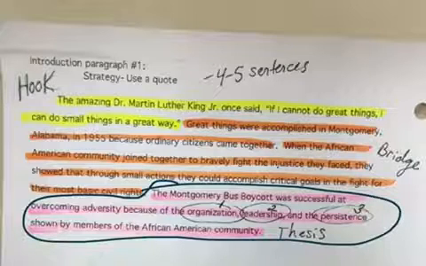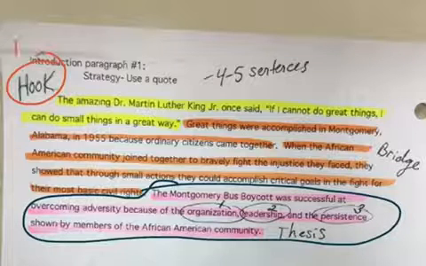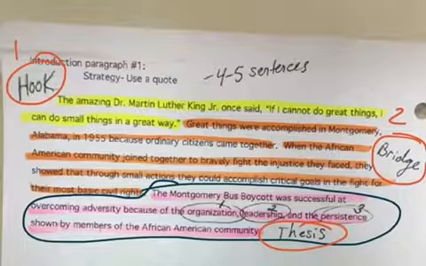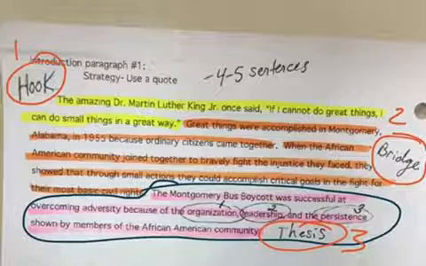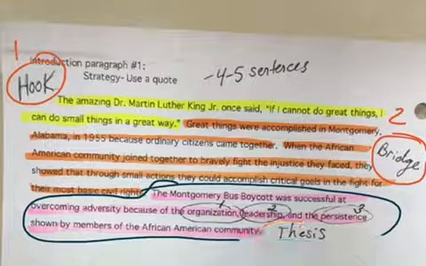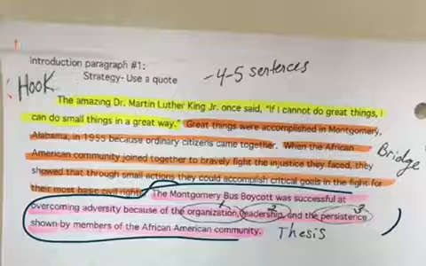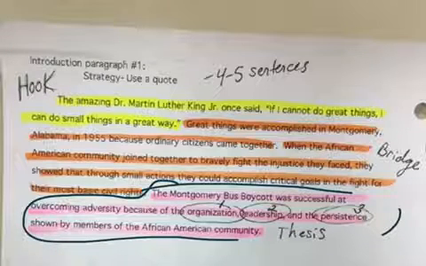So let's quickly review the parts. You have what we call the hook, that's first. You then have the bridge, that is second. And then the third thing that needs to go in your introduction paragraph is the thesis. And that, like I said, that's last. So let's talk about the hook. Let's take a look. There are many different strategies that you can use for the hook.